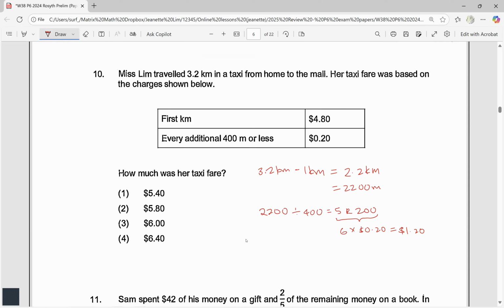How much was her taxi fare? Add that to the 480. Okay, so 480 plus 120. So total $6. Yeah, answer option 3.